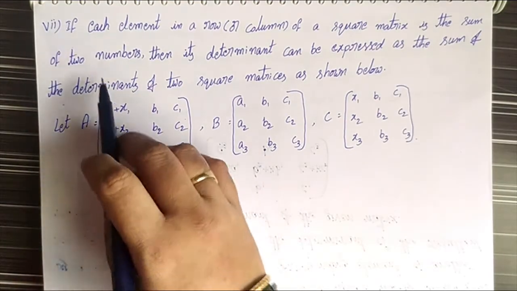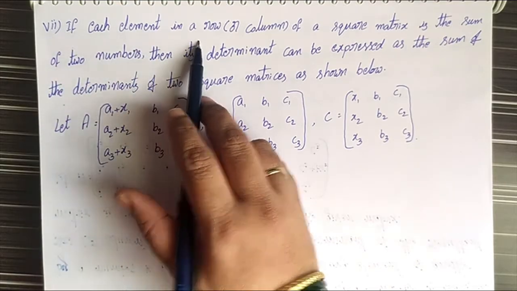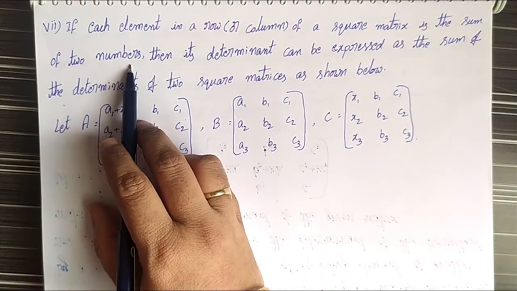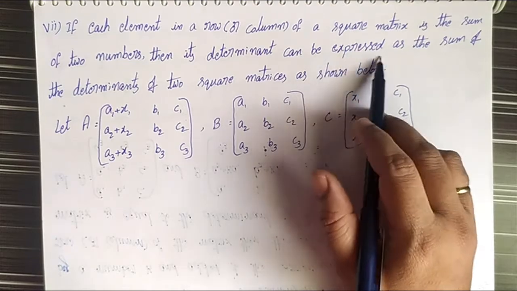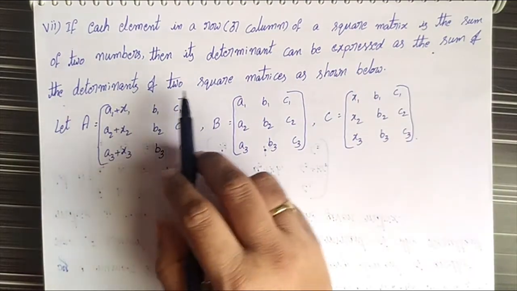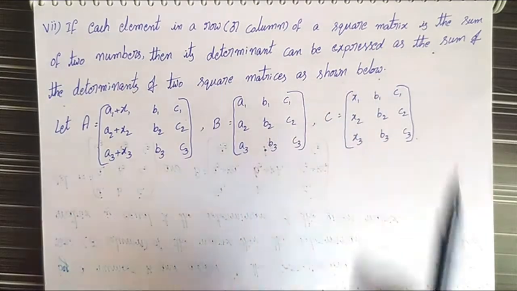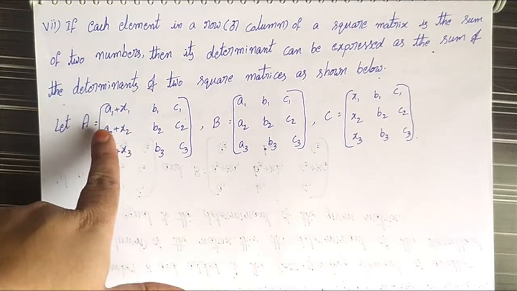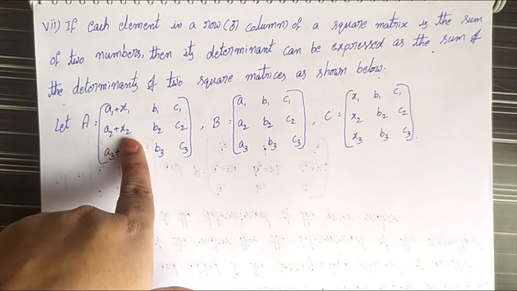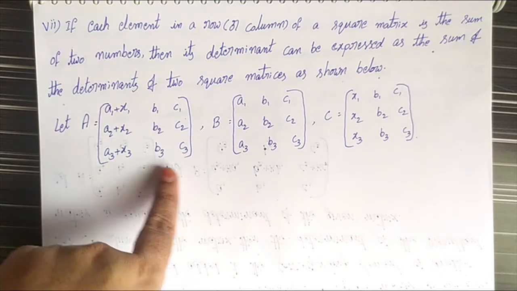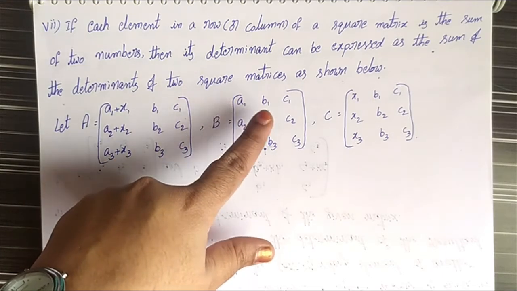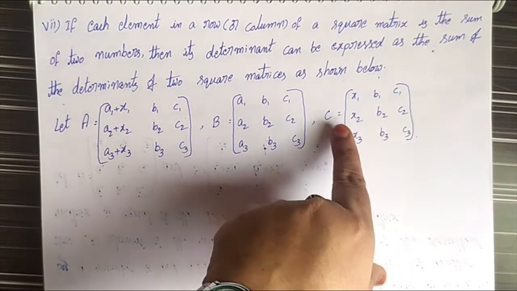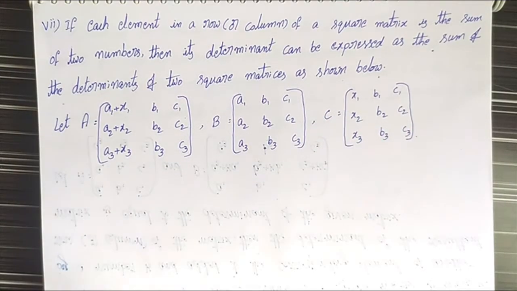The seventh property is, if each element in a row or column of a square matrix is the sum of two numbers, then its determinant can be expressed as the sum of the determinants of two square matrices as shown below. The matrices are A equal to a1 plus x1, b1, c1; a2 plus x2, b2, c2; a3 plus x3, b3, c3. And matrix B is a1 b1 c1, a2 b2 c2, a3 b3 c3. And matrix C equal to x1 b1 c1, x2 b2 c2, x3 b3 c3.